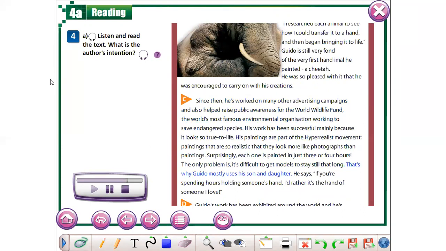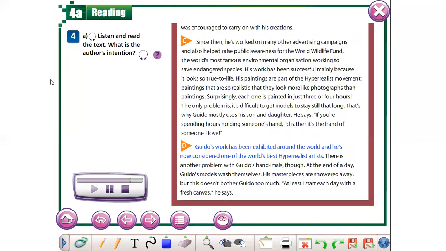That's why Guido mostly uses his son and daughter. He says, If you're spending hours holding someone's hand, I'd rather it's the hand of someone I love. Guido's work has been exhibited around the world, and he's now considered one of the world's best hyper-realist artists. There is another problem with Guido's handimals, though. At the end of a day, Guido's models wash themselves. His masterpieces are showered away. But this doesn't bother Guido too much. At least I start each day with a fresh canvas, he says.